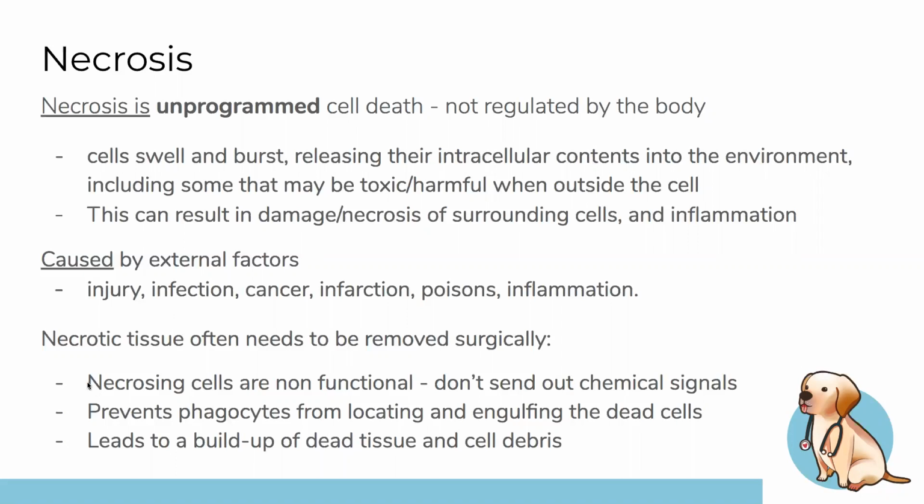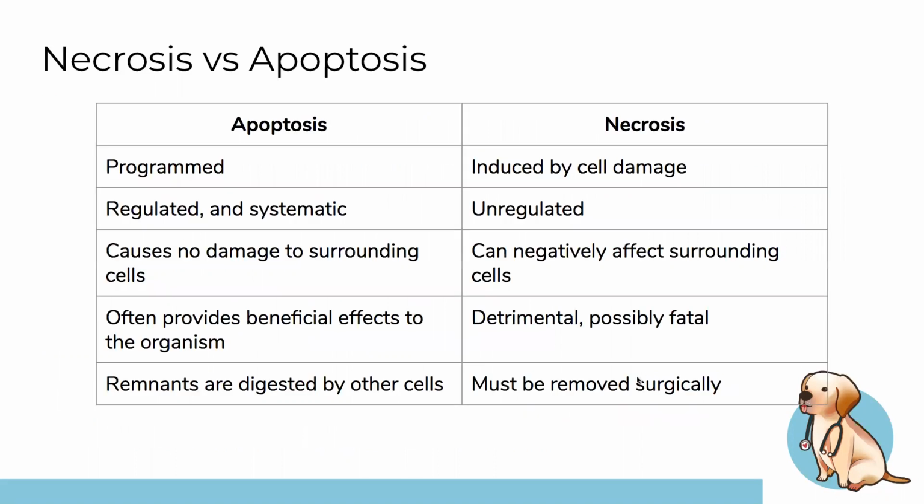Necrosing cells don't function, and since they can't send out chemical signals, the phagocytes can't find them. So you just have a lot of dead tissue and disgusting stuff, and it often needs to be removed surgically. And this is an outline of necrosis versus apoptosis. Yes, so apoptosis can even be beneficial, like the fingers.